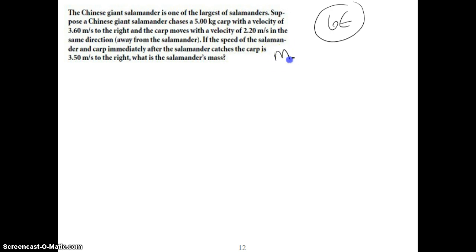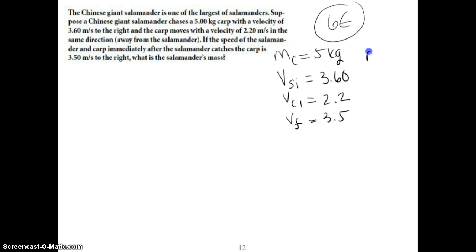Let's look at what we have. The mass of my carp is 5 kilograms. The initial velocity of the salamander is 3.6. The initial velocity of the carp is 2.2. The final velocity of them together is 3.5. And what I want is the mass of my salamander.